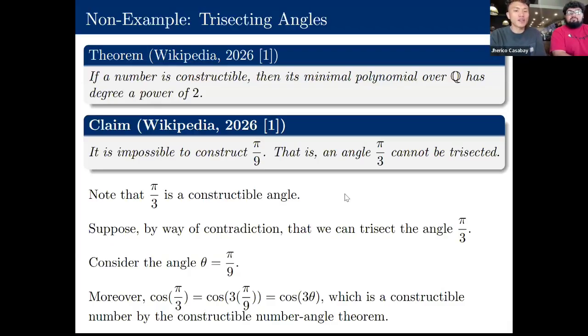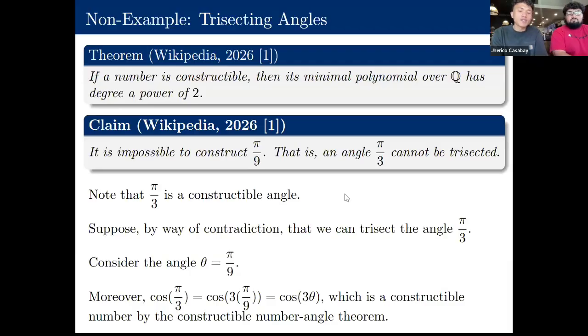So the first claim that we have is that we can't construct the angle pi over 9, and that pi over 9 angle comes from trying to trisect the angle pi over 3, which we know is a constructible angle. Let's suppose by way of contradiction that we can trisect the angle pi over 3 and get the constructible angle pi over 9. So let's trisect the angle pi over 3, and we get an angle theta, which is equal to pi over 9.